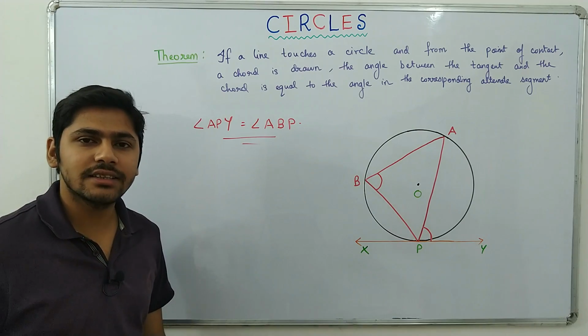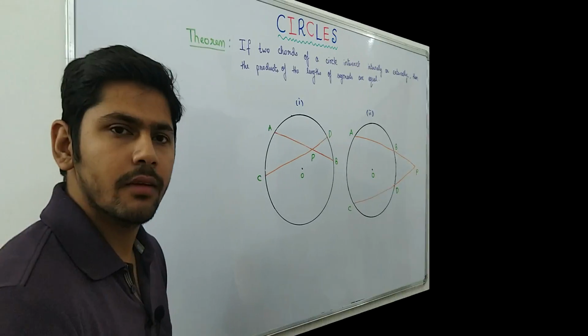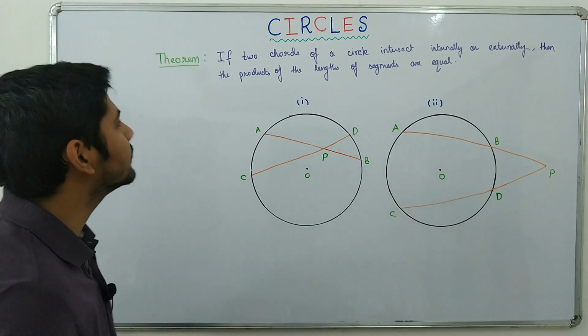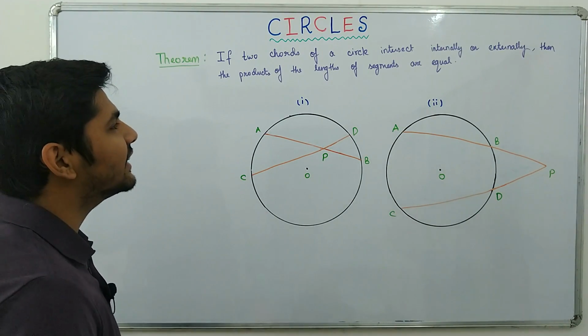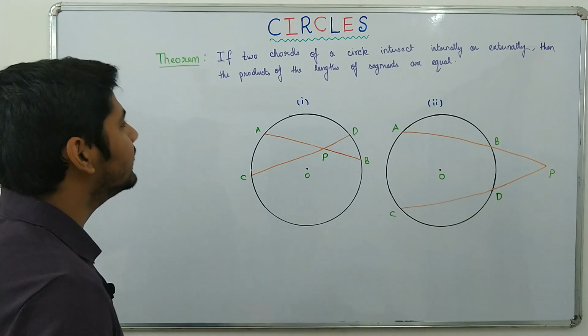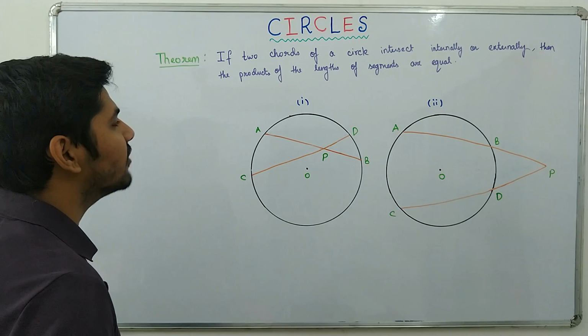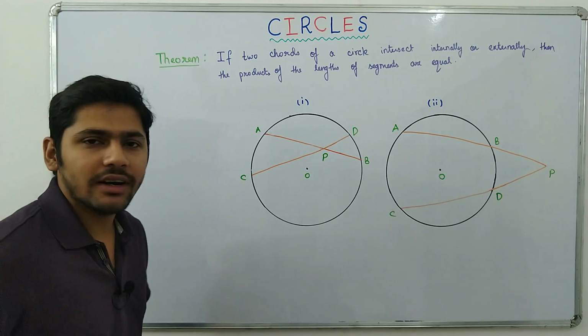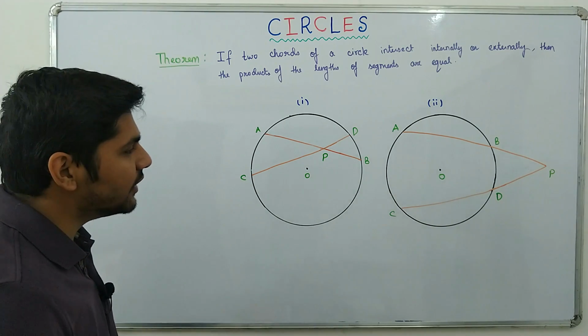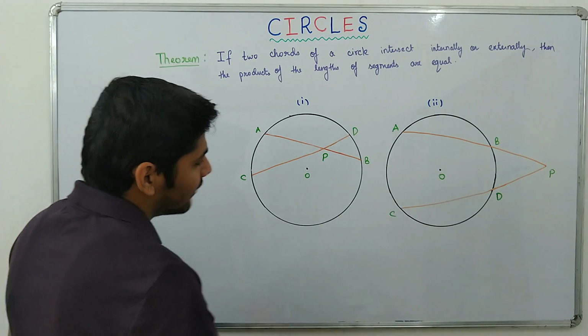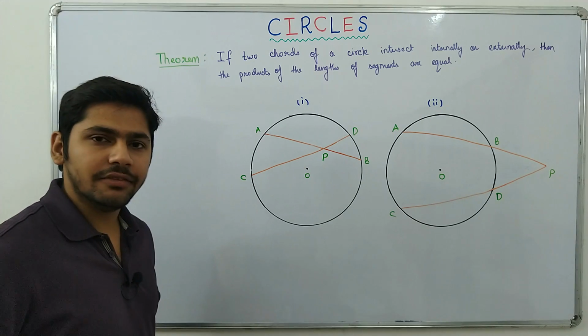Now we move on to the next theorem. If two chords of a circle intersect internally or externally, then the products of the lengths of segments are equal. What does this mean? You can see we have two figures on the board, figure 1 and figure 2. Let's begin with figure 1.